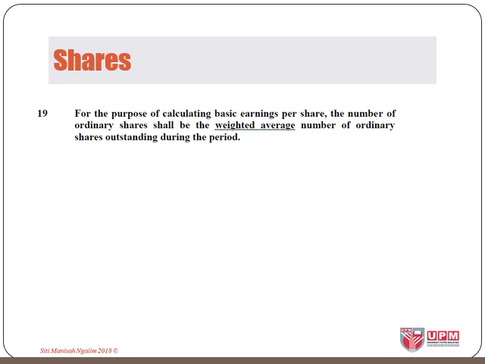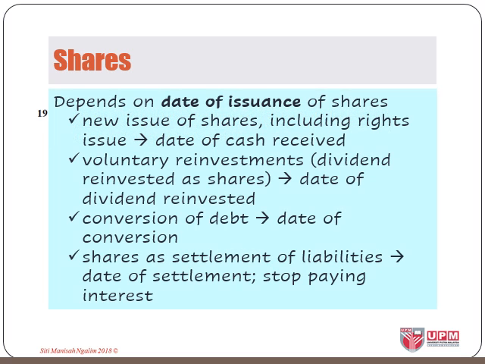As for the number of shares, this poses quite a challenge as we need to consider changes in the number of shares within the period to get to the weighted average number of shares. Thus, dates are very crucial in this matter. Depending on the source of changes, we simply need to be aware of the date for the changes. For example, if you are talking about a new issue of shares, then we need to be aware of the date the cash for the new issue was received.